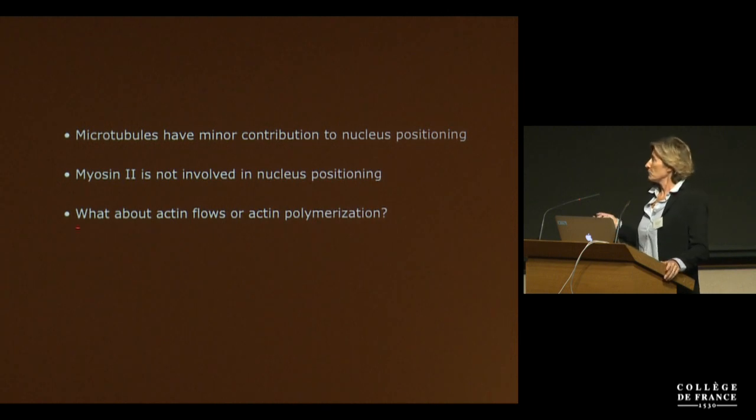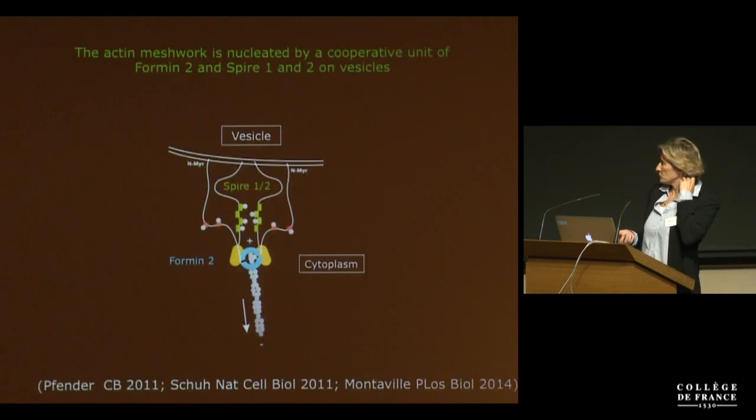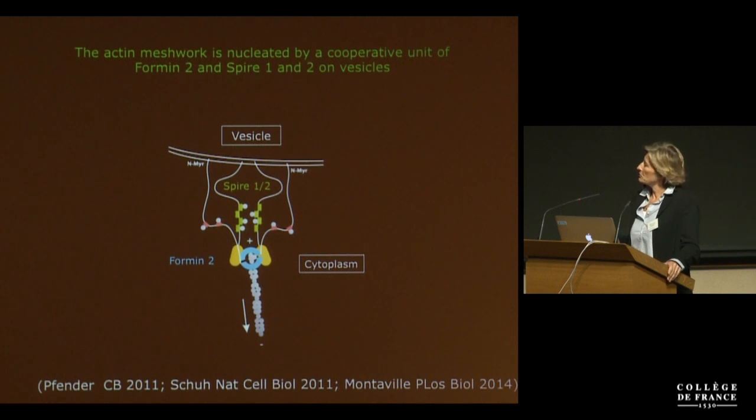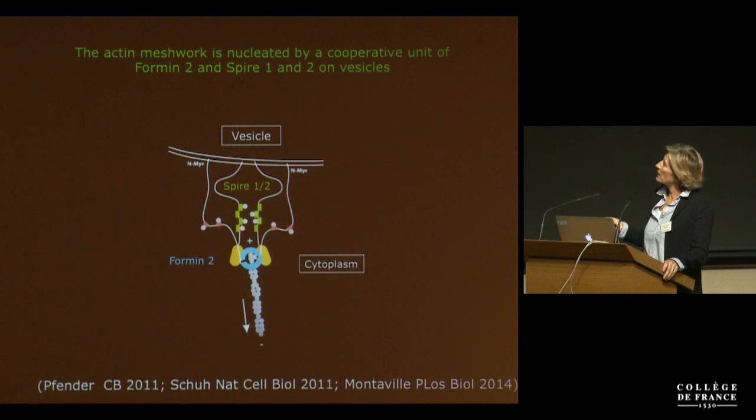And so then she wanted to determine whether potential actin flows or actin polymerization gradients could be involved in mediating this movement. So here I must remind you what we know from the nucleation of these actin microfilaments in this model system. We know from the work that has been mostly done in the group of Melina Schuh in Cambridge that the nucleators, both formin 2 and Spire 1 and 2, which work in conjunction, are hooked to vesicles. So these vesicles are actually RAB11A positive, such that the microfilaments actually grow from vesicles.